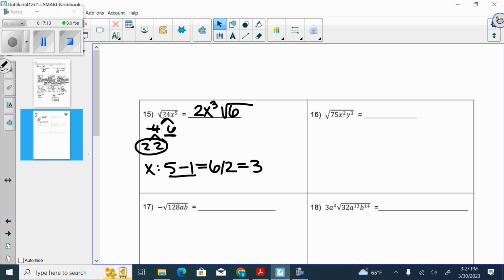Was it even or odd? That one was odd, so we always have how many? 1 extra. So the extra always goes underneath here, right? So if it's odd, don't forget about your 1 extra.